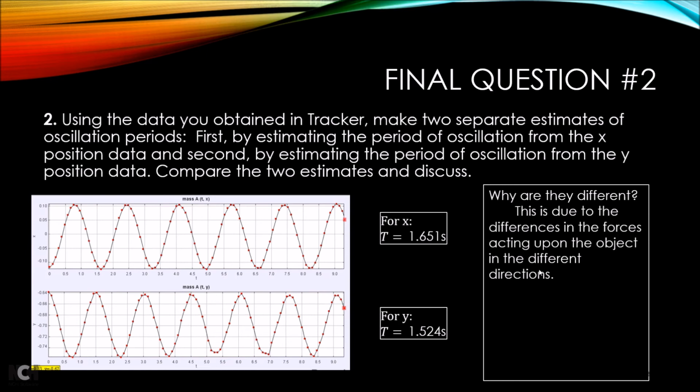This is due to the differences in the forces acting upon the object in the different directions. In the y direction, there are two forces acting upon the object, spring force and gravitational force, but in the x direction, there is only one, being the spring force. This causes the object to move slower in the x direction than it does in the y direction.